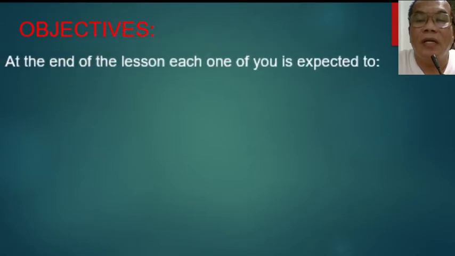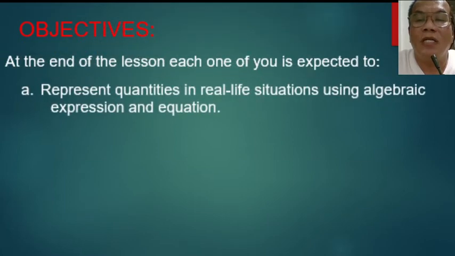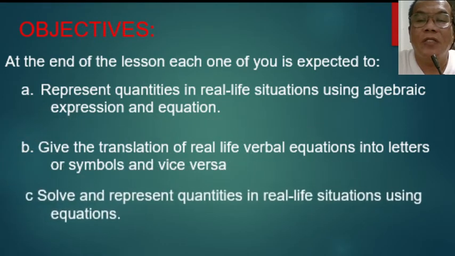For the objectives of our lesson this week, there are 3 objectives. At the end of the lesson, each one of you is expected to represent quantities in real-life situations using algebraic expressions and equations. Letter B is to give translation of real-life verbal equations into letter symbols and vice versa. And the last one is to solve and represent quantities in real-life situations using equations.